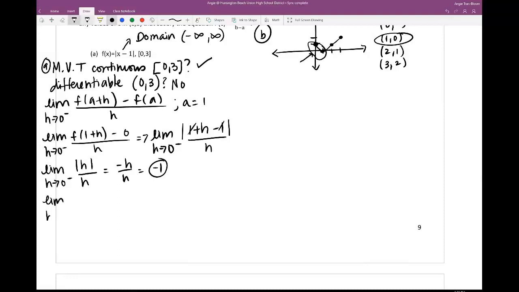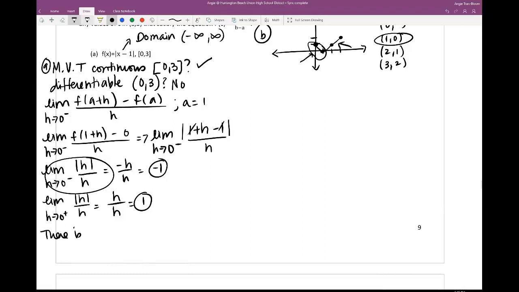And limit as h approaches 0 from the right. I'm going to skip pretty much all the previous steps except down to here. When you have the absolute value of h over h, because it's the right, you choose positive h over h, which is 1. As you can see, it has a left derivative and a right derivative. They just don't match, so there is actually a corner at x equals 1, and the graph is backing us up.